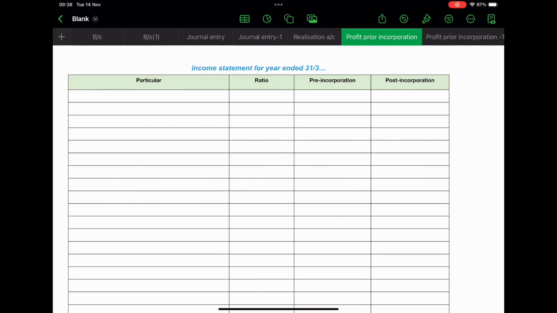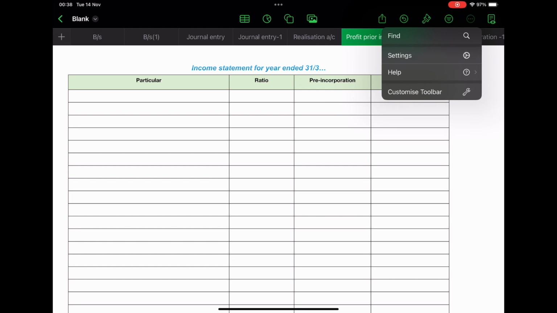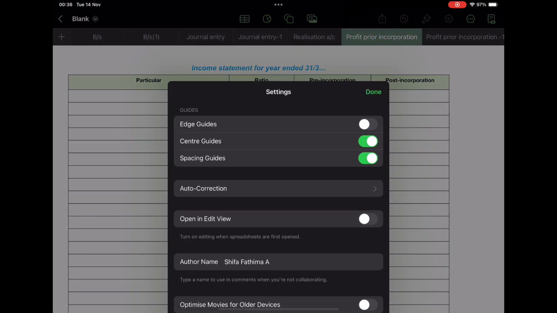Yes, this is the statement. Wait a minute. Yes.